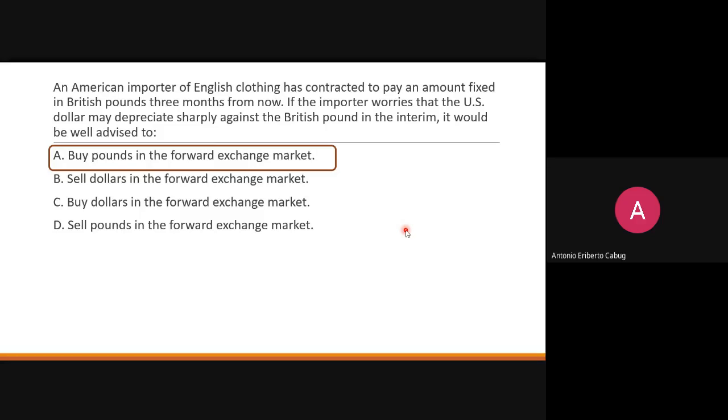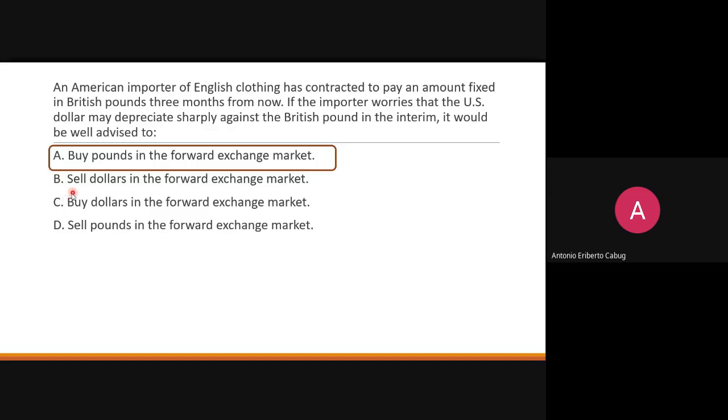Okay, very good. If letter A is not given, letter B would be the best answer. Why? When you are going to buy pounds, you're going to sell dollars. Correct? Buying pounds would mean you have to sell dollars. A and B are both correct, but letter A is the best answer. B is not the best answer, but B is also technically correct. We have to sell dollars in the forward exchange market in order to buy pounds. Buying pounds means you have to sell dollars.